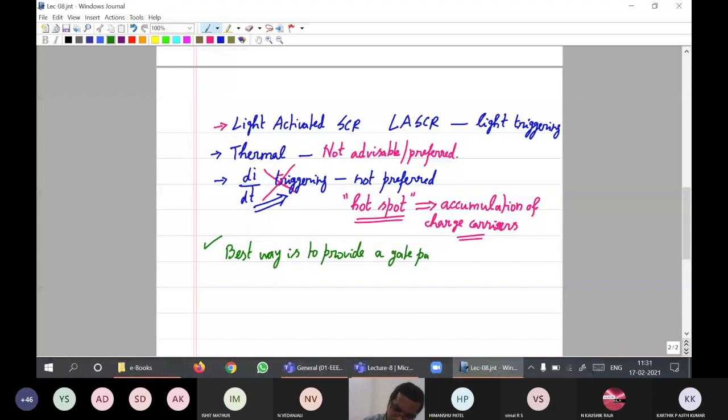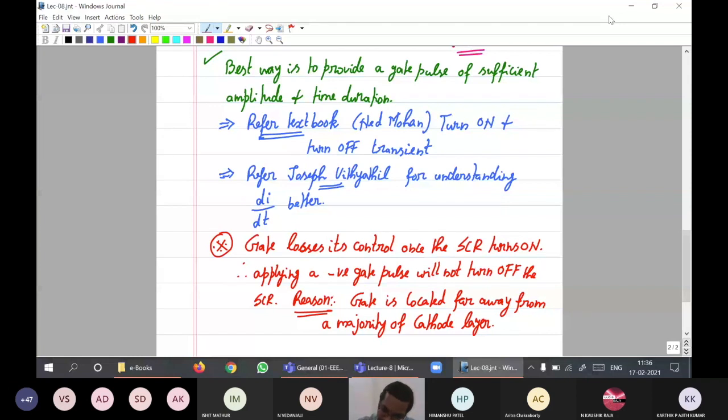There are some more points that need to be covered. Now, the important point that I wanted to mention, which I mentioned at the beginning of today's session as well: the gate is going to lose its control once the SCR turns on.